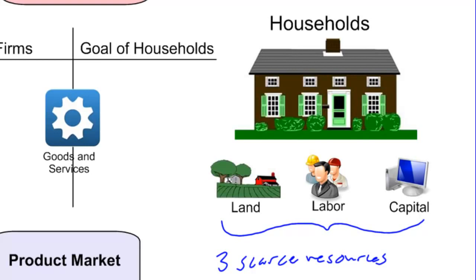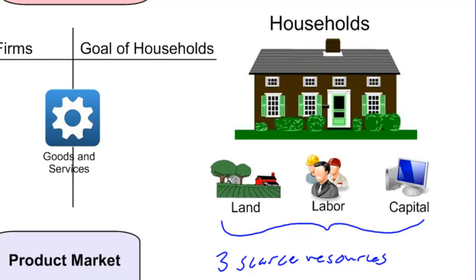Capital, this is the technology that is used to produce goods. I put a computer here because I'm a teacher, and in fact, in the production of this very video lesson, the capital resource that I'm using is a computer. Capital resources also include things like factory equipment, tractors for farmers, any sort of technology that is used in the production of goods. Households are the owners of these scarce resources.